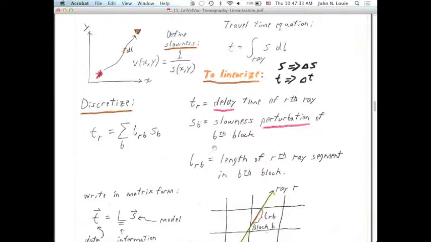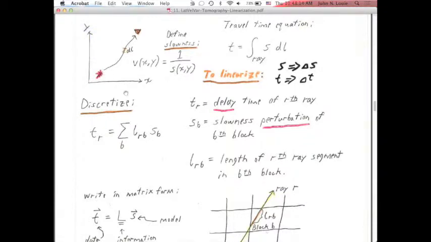Likewise with the model. Okay. S sub b, that's the slowness perturbation, the delta s, of block number b. All right. And how do I number the blocks? Well, I could start 1, 2, 3, 4, 5, out to 10,000, and then 10,001 in the next row. Or maybe I'm building a 3D model, and I'm going to number them going down first. So I'm going to have block 1 through 1,000 going down all up here.